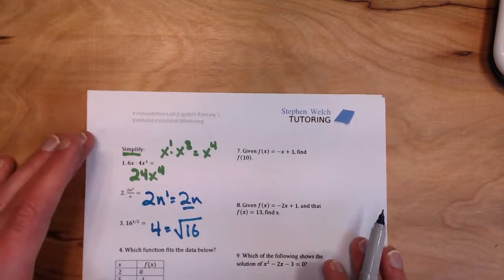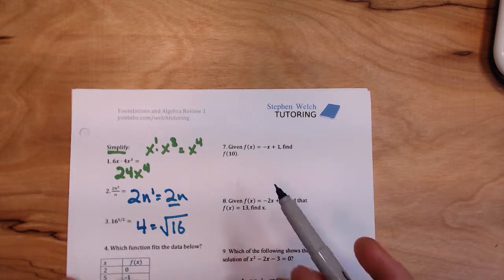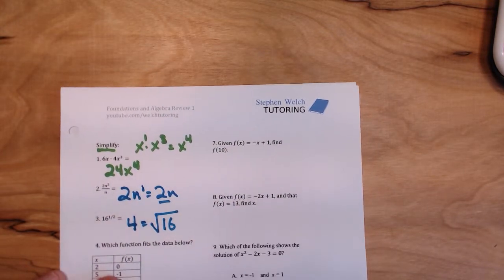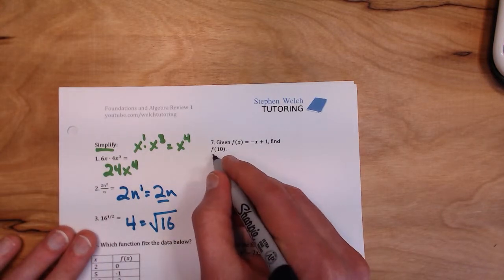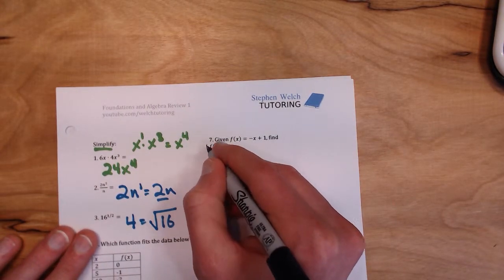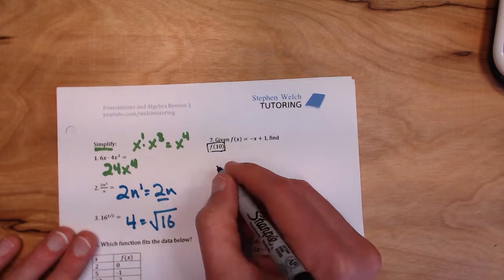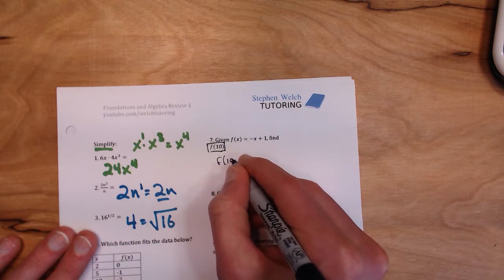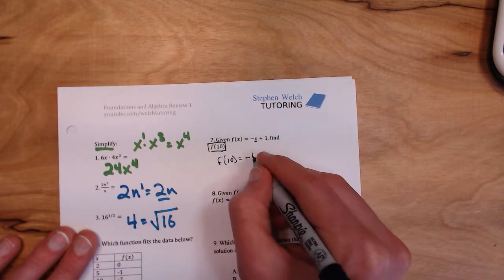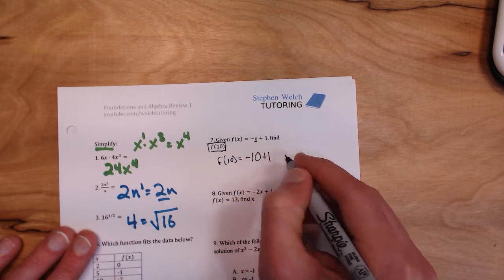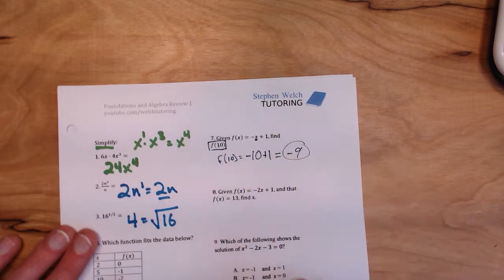Okay, next on to functions. These can be a little tough. So this says, given f of x equals negative x plus 1, find f of 10. So when they say find f of 10, all they're really asking is they want you to plug in 10 wherever you see an x. So what I'm going to write here is f of 10 equals negative, and I see an x there, so I'm going to plug in a 10. Negative 10 plus 1. Okay, you can use your calculator if you want, but you should get negative 9.